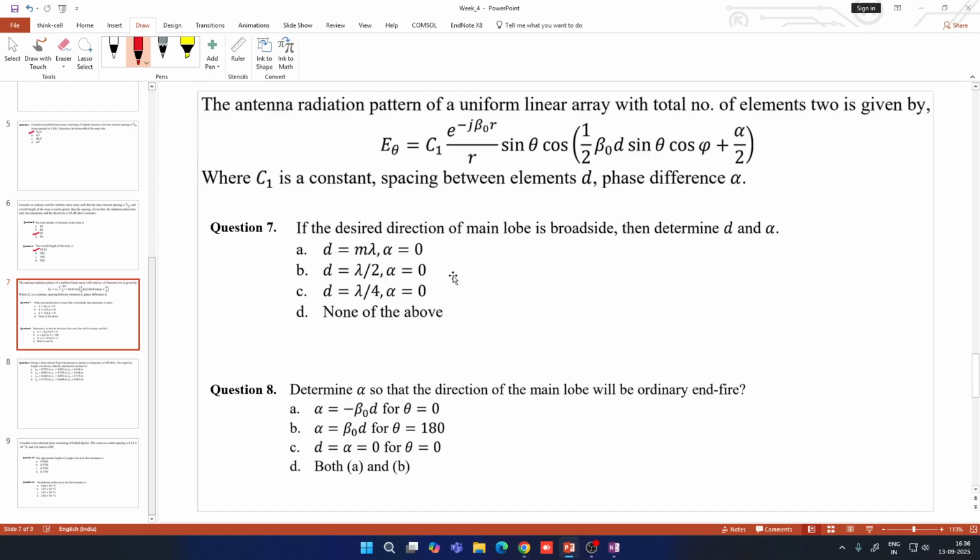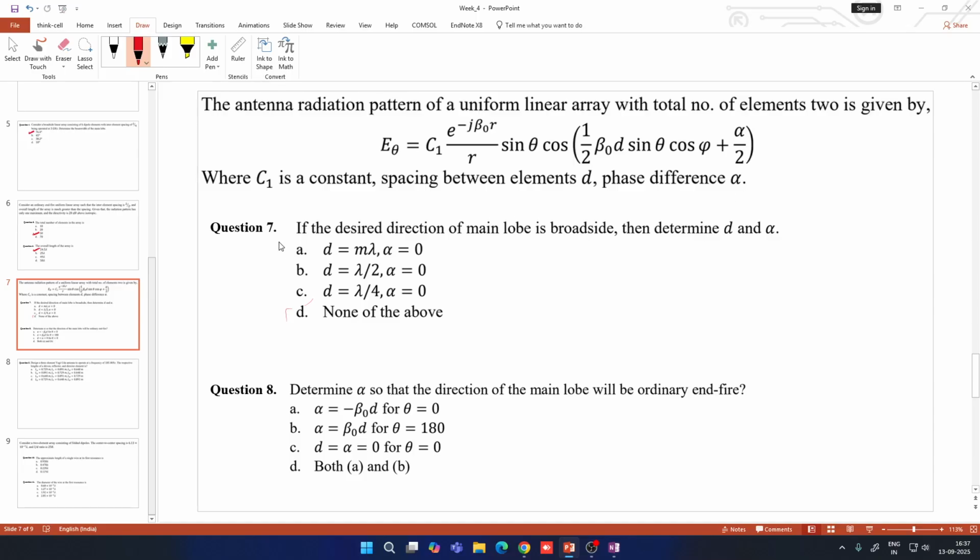Now we will move on to the next problem where the data is common for 7th and 8th. The antenna radiation pattern of a uniform linear array with total number of elements 2 is given by E theta. So this is the antenna radiation pattern for a 2 element array. E theta is given by C1 into e to the power j beta naught r divided by r sin theta cos 1 by 2 b naught, where C1 is a constant, spacing between the elements is d, and the phase difference is alpha.